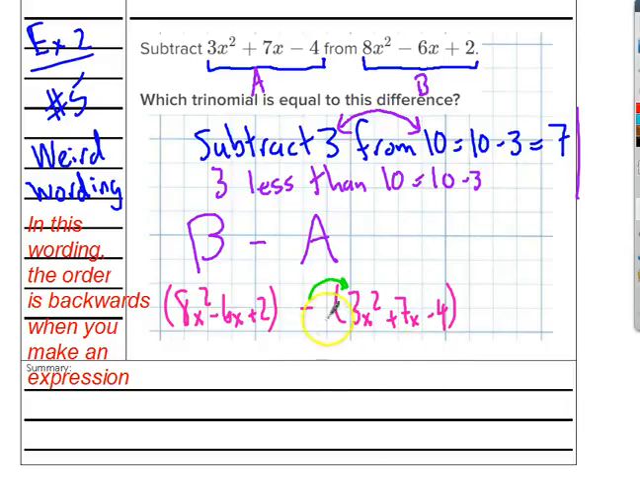I'll just do the switch the sign step for you. This was positive, it becomes negative. This was positive, it becomes negative. This was negative, it becomes positive. And then you can combine the like terms on your own. Okay, so combine, if you would please, finish this example by combining, for example, 8x squared and minus 3x squared.